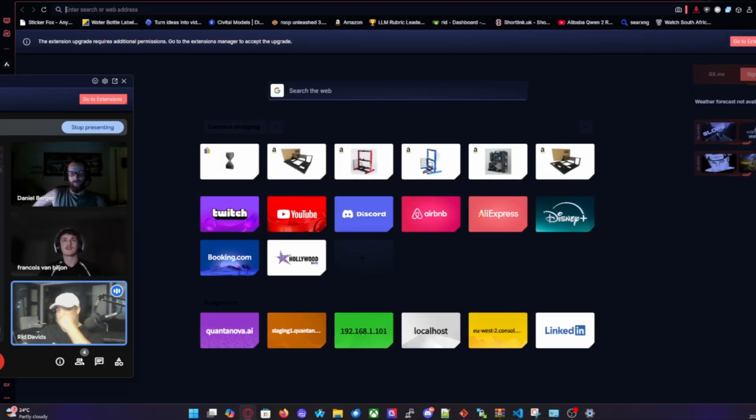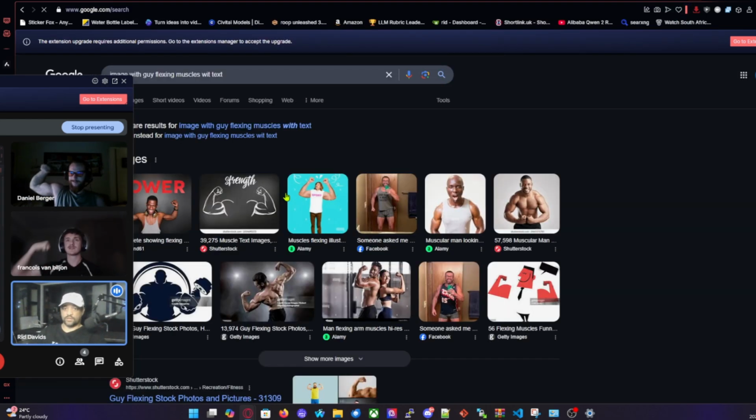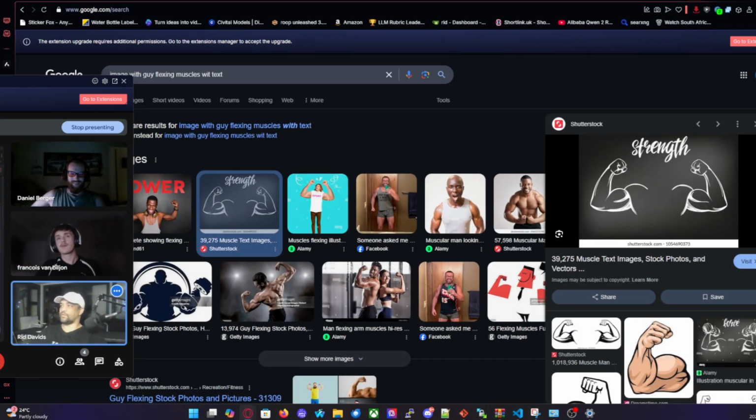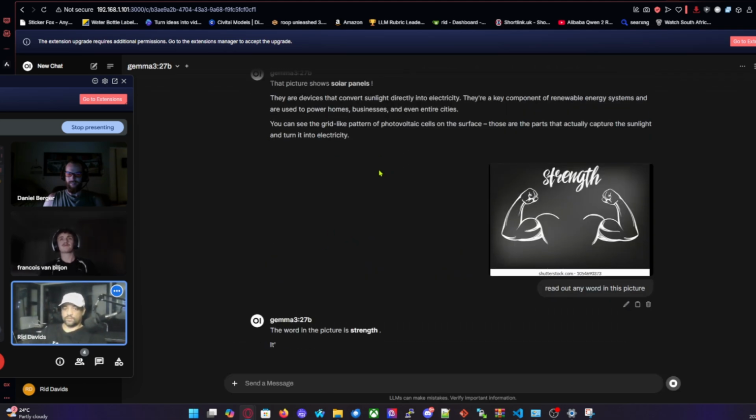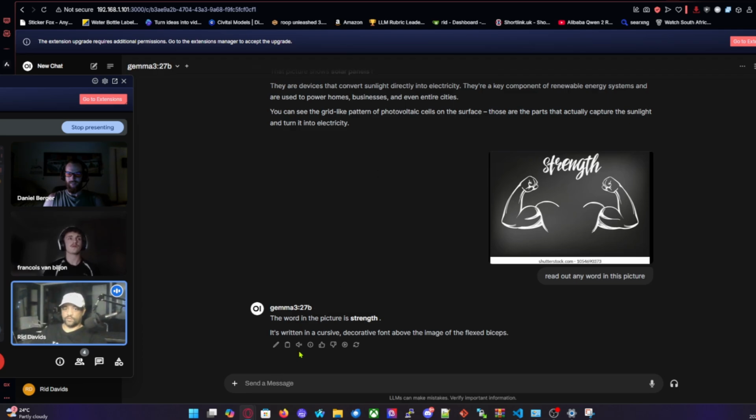What we can do is we can take something with text in. Read out any words in this picture. This is Gemma. The word in the picture is strength, and you can see that's cursive.